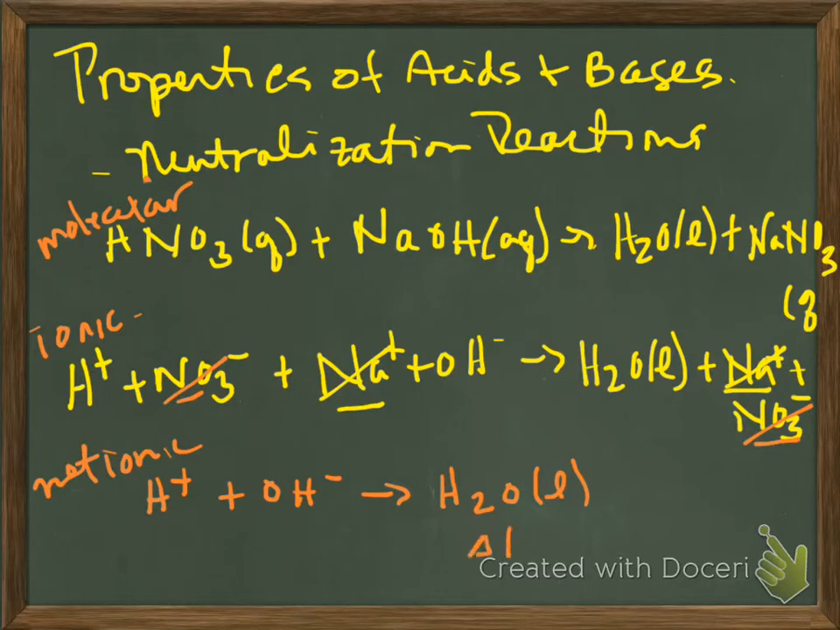The change in enthalpy for this reaction is negative, so it's always exothermic: negative 57.3 kilojoules per mole. This is going to be true for any strong acid and strong base. So basically, neutralization reactions can be assumed to be exothermic.